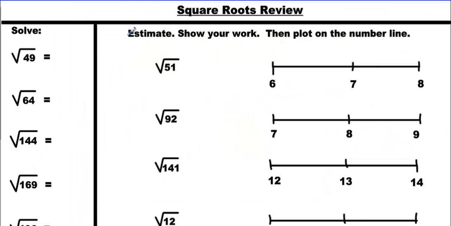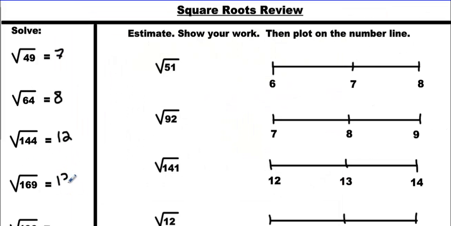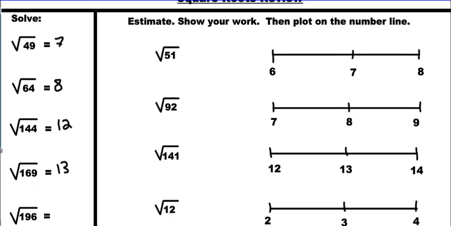We're going to take square roots of these. 49, square root of it becomes 7, because 7 times 7 is 49. You square root this one, you get 8, because 8 times 8 is 64. This one, 12. Now 169 you might not know, but you can use your times table, find it right here, and then you look up, you see 13 times 13. That's a square. So that's going to be our square root of 169.